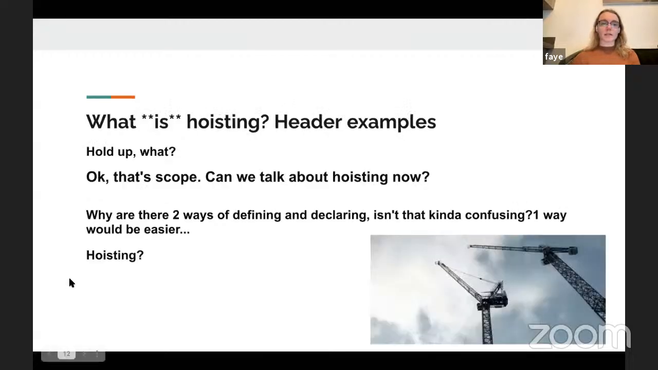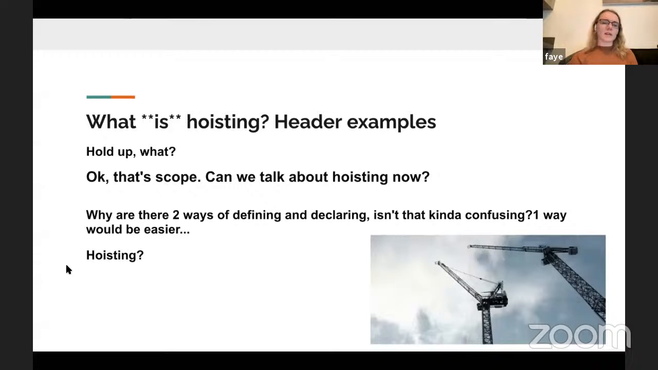So I've got an example from my What Is Hoisting article, the header examples. I think I start by giving the official definition of hoisting, and then my first header is "Hold up, what?" And then I explain it a bit more, and I explain scope because that's important, and then it's "Okay, that's scope. Can we talk about hoisting now?" And then I go into it a bit more, and then I say there are two ways of defining and declaring.